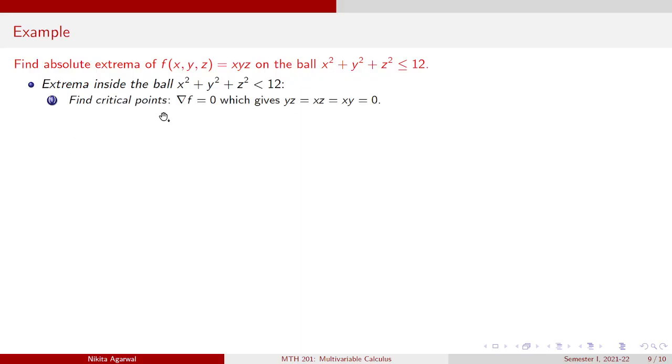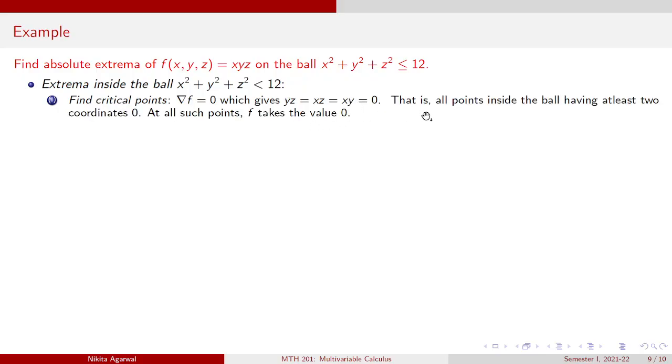You find critical points. How do you find critical points of f? You set gradient to be 0. What is gradient here? Gradient is yz, comma, xz, comma, xy. So if gradient is 0, all of them are 0. So what does this mean? This means that all the points inside the ball having at least two coordinates 0 will satisfy this equation, right? And what is the value of f at all such points? It's 0 because it's the product of these three numbers. And if even one is 0, then you are done, right? So f takes 0 value at all the critical points which are there inside the ball.